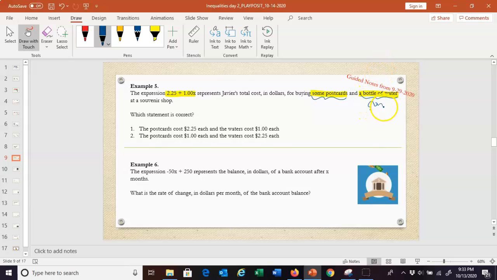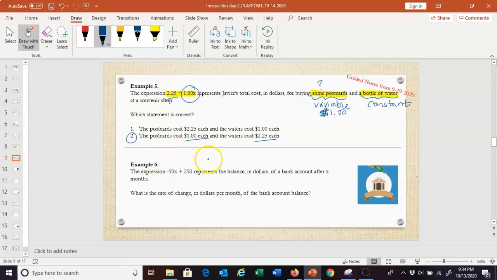So this is going to be the constant. Kind of have to look at those words that are put in there. A bottle. And some, meaning we don't know how many. So that's going to be the variable. So which statement is correct? Which value is with the variable? That's the 1. That means the postcards were $1 each. So that's number 2. Postcards cost $1 and the water is $2.25 because that's the constant. There's no variable with it.